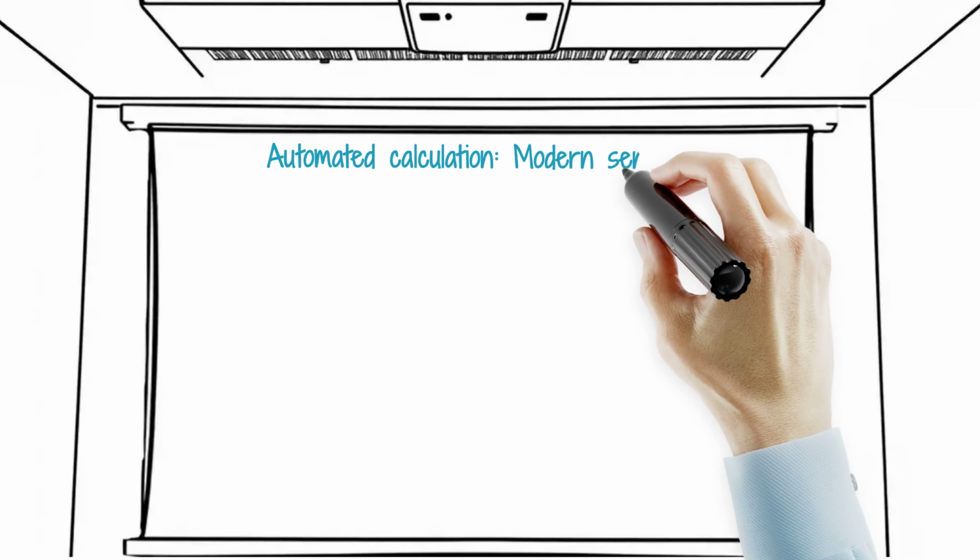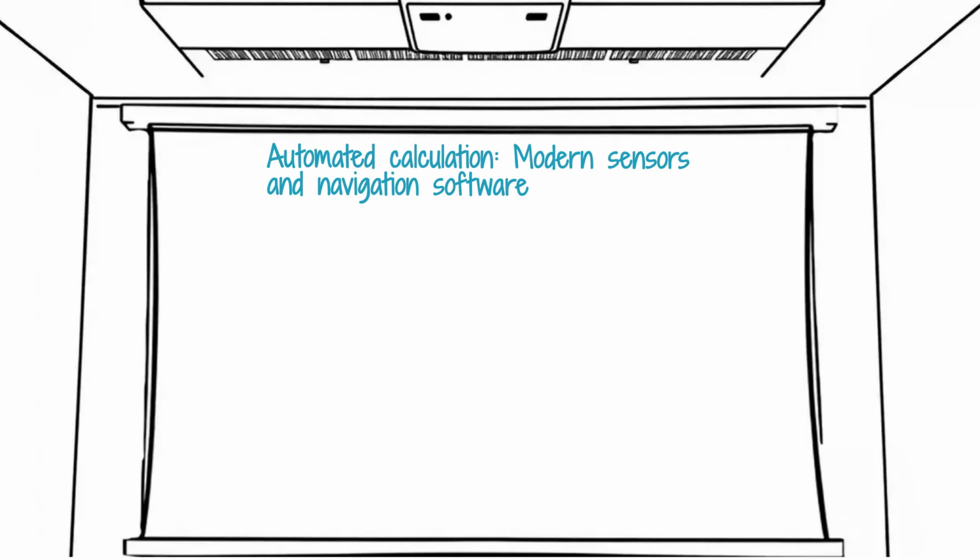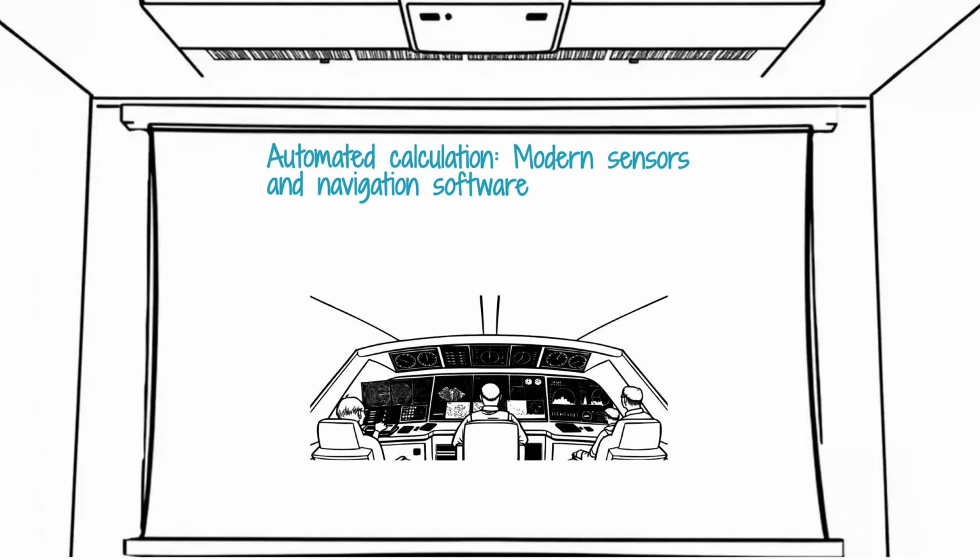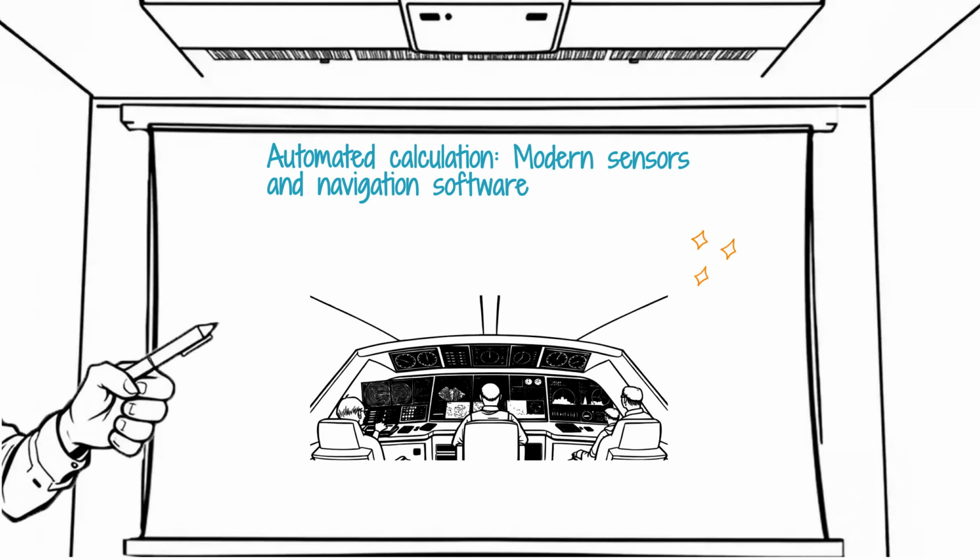Modern vessels automate this process, with sophisticated sensors and integrated navigation software performing the vector subtraction in real time, instantly displaying the true wind data.